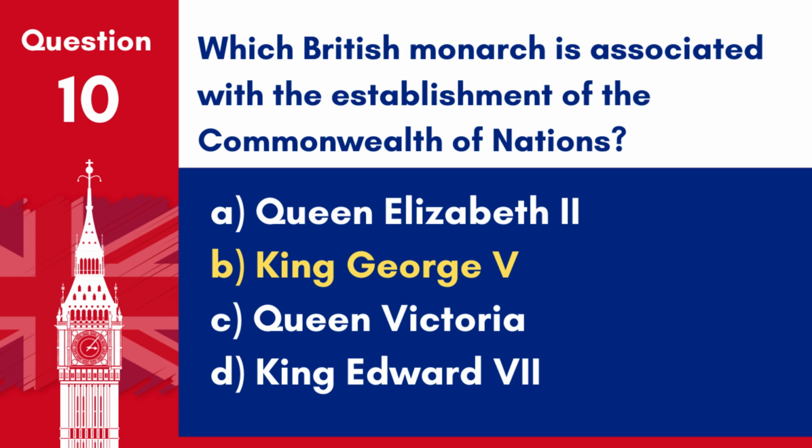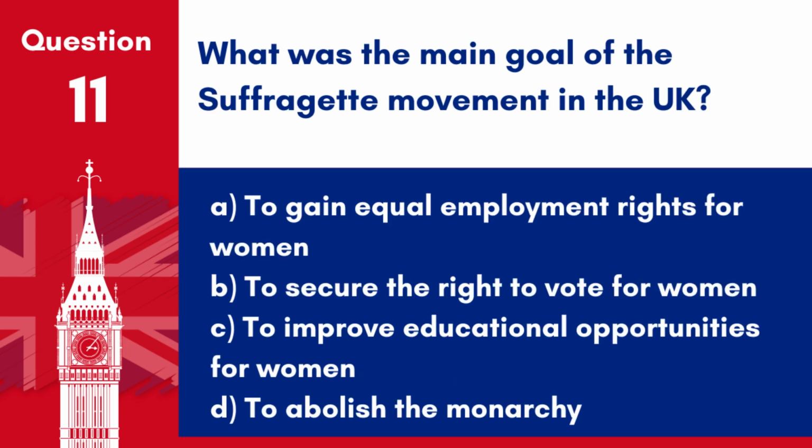Answer: B. King George V. King George V is associated with the establishment of the Commonwealth of Nations, which evolved from the British Empire into a free association of independent states. Question 11. What was the main goal of the suffragette movement in the UK?